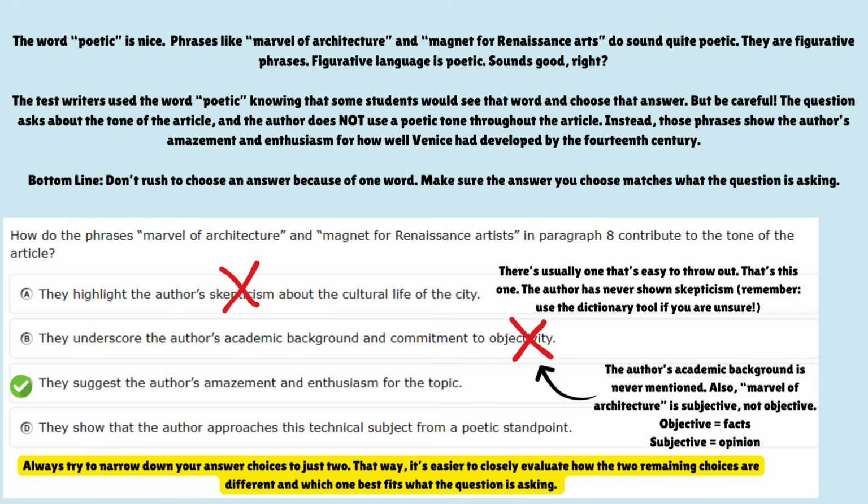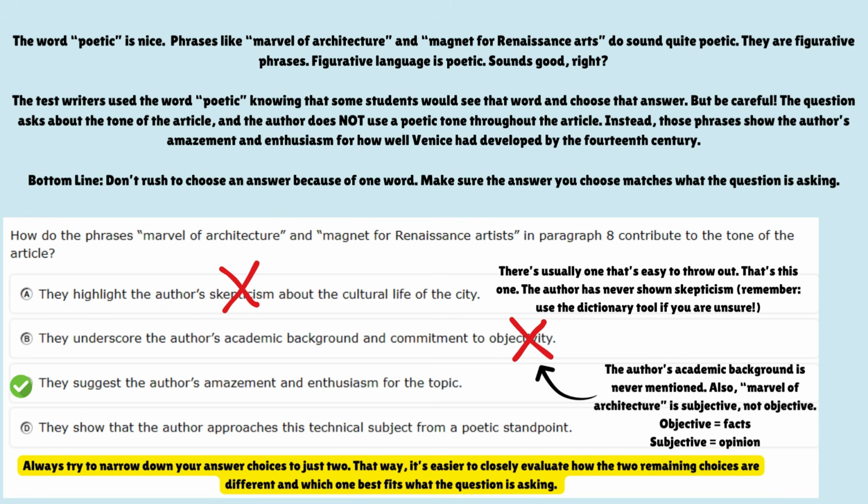Okay, so let's choose the poetic choice. But here's the thing. The test writers used the word poetic, knowing that some students would see that word and then immediately choose that answer. Those phrases sound poetic. Here's the word poetic. Boom, I'm choosing this answer. But be careful, because the question asks about the tone of the whole article. And the author does not use a poetic tone throughout the whole article. It's a very objective and factual tone. These phrases, while they are poetic, while they are figurative, they're thrown there, but they don't represent the tone of the whole article.